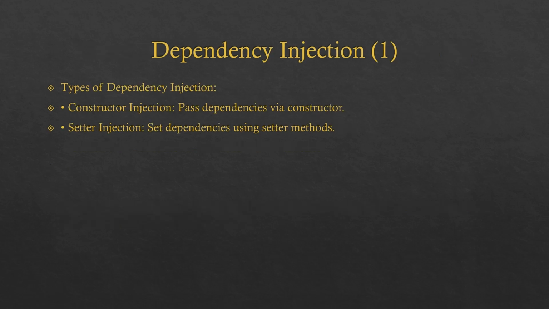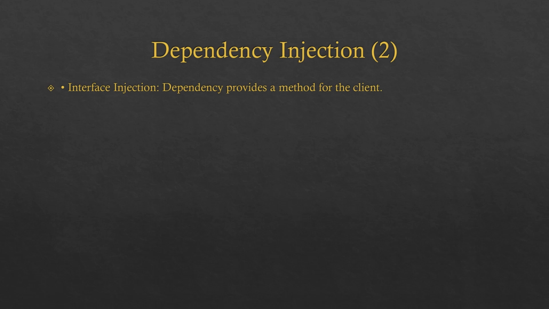Dependency injection (DI) is one way to implement DIP. DI involves passing dependencies into a class rather than having the class create them itself. The two common types of DI are constructor injection and setter injection, both of which help decouple components. Another type is interface injection, where the dependency provides an interface to allow the client to inject its dependencies. This further strengthens the decoupling between classes and makes the system more flexible.